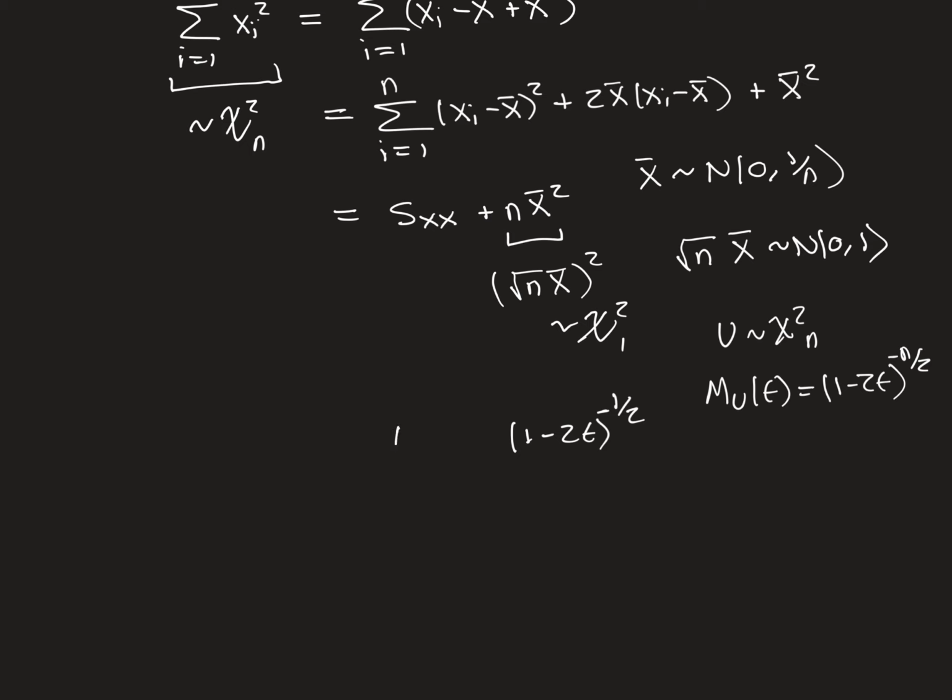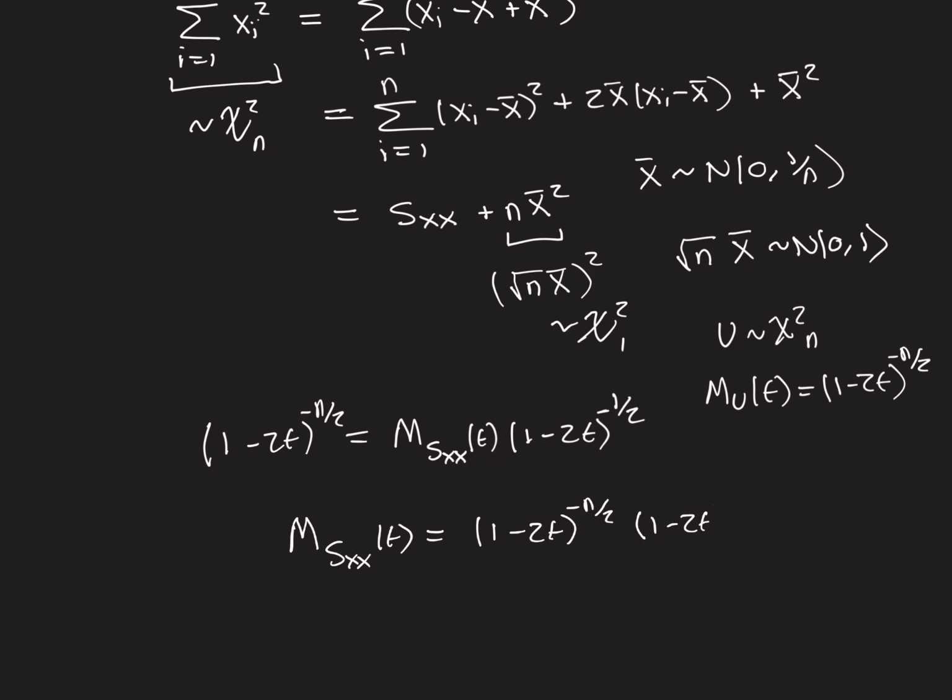Then we have times the MGF of the thing that we're really interested in, this Sxx, as a function of t. And then it's equal to the MGF of the thing on this side, which we know is chi-squared distributed with n degrees of freedom. So that's 1 minus 2t to the minus n over 2. So now all you do is literally multiply through by 1 minus 2t to the power of a half, and that will cancel on this side. So we then get that the MGF of Sxx is equal to 1 minus 2t to the minus n over 2, and I apologise for my writing going off a little bit, times 1 minus 2t to the half.